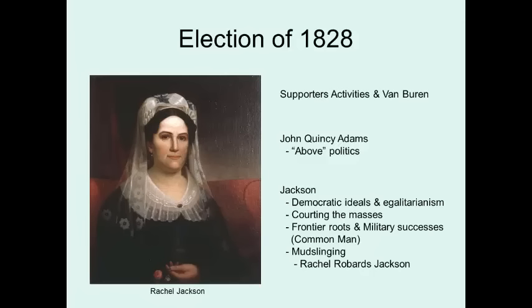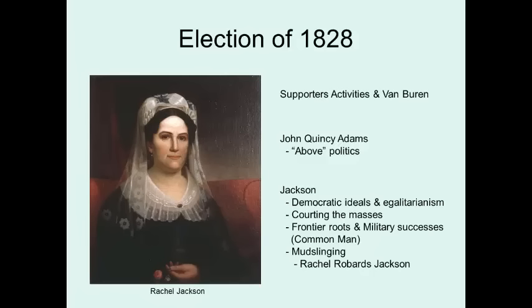But unfortunately for Adams, the times have changed. You can't be above politics anymore. You need to be part of that common man. You need to be out there asking for votes. You need to be out there mingling. And Adams doesn't do this.